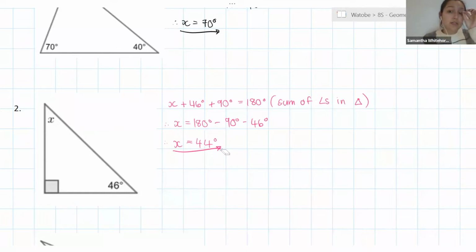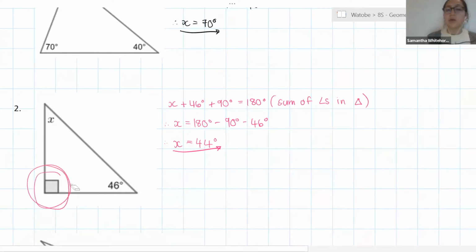Exactly. All of those angles have to add up to 180 degrees, as KM has said to us. Any triangle must add up to 180. Remember, the block or the square means 90 degrees. So we knew that that was a 90-degree angle that we were working with. Well done.